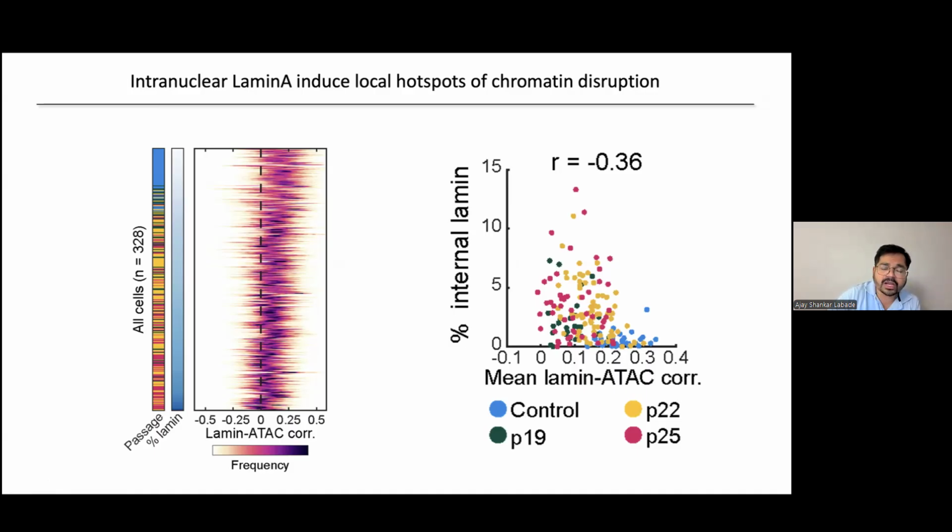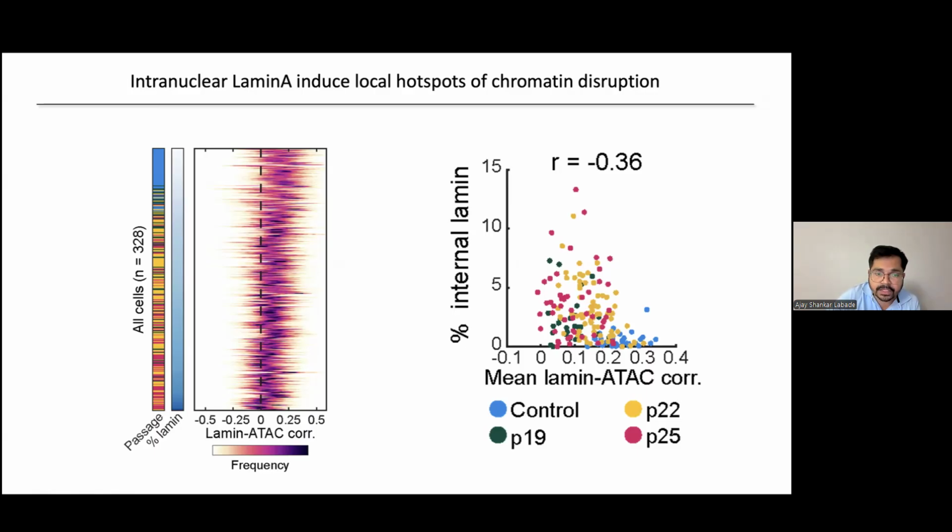In our analysis, we also found that this trend that we see of local disruption is not uniform. Every cell has a different kind of chromatin that is disrupted. That means it is very random. Whenever there is an accumulation of lamin inside the nucleus, we see that it is completely random. It is just touching any part of the chromatin and causing chaos in the nucleus.